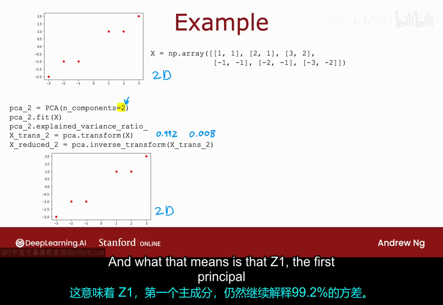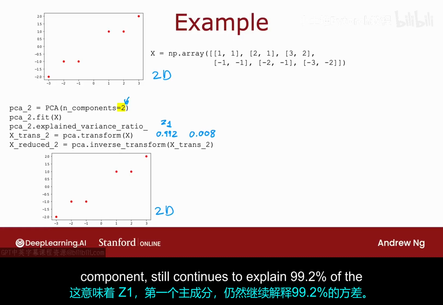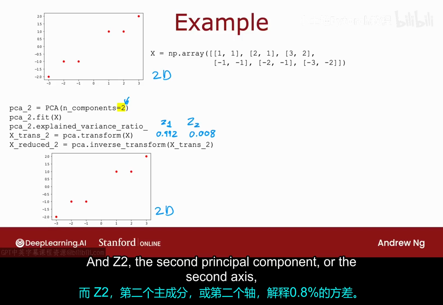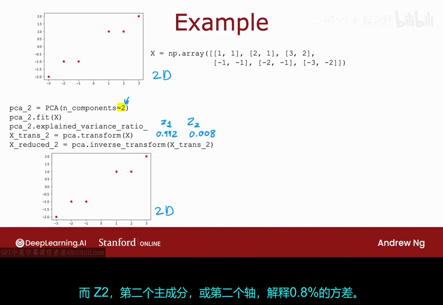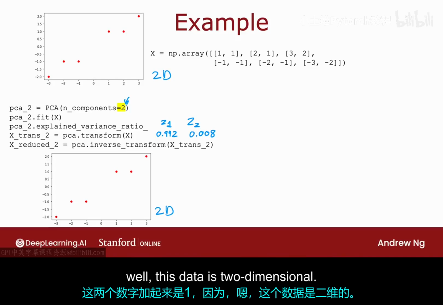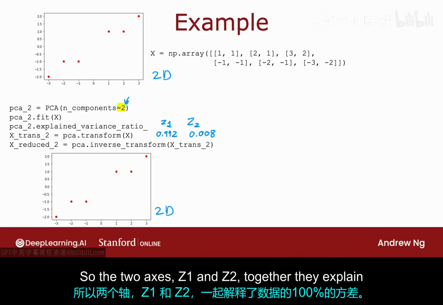And what that means is that Z1, the first principal component, still continues to explain 99.2% of the variance, and Z2, the second principal component, or the second axis, explains 0.8% of the variance. And these two numbers together add up to 1 because, well, this data is two-dimensional. So the two axes, Z1 and Z2, together, they explain 100% of the variance of the data.